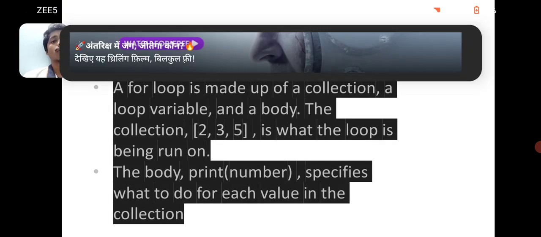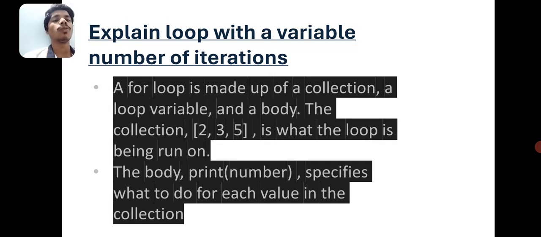Now I am going to explain loop with a variable number of iterations. A for loop is made up of a collection, a loop variable, and a body. The collection 2, 3, 5 is what the loop is being run on. The body, print the number, specifies what to do for each value in the collection.